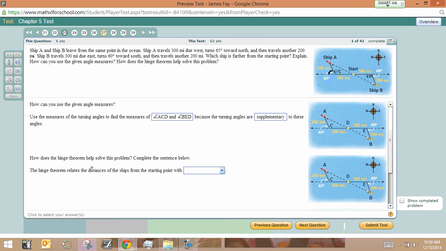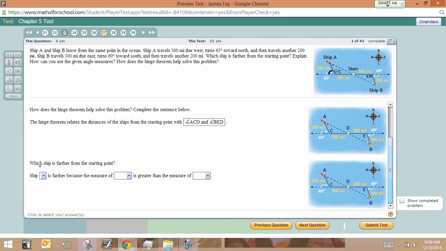Okay, it says, how does the Hinge theorem help you solve this problem? It says the Hinge theorem relates the distances of the ships from the starting point with those two angles that we just found, ACD and BED.